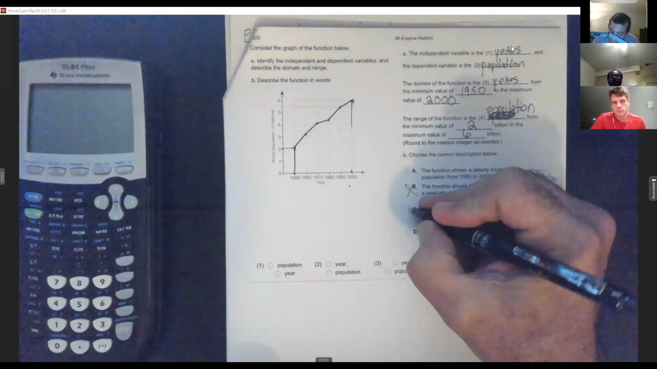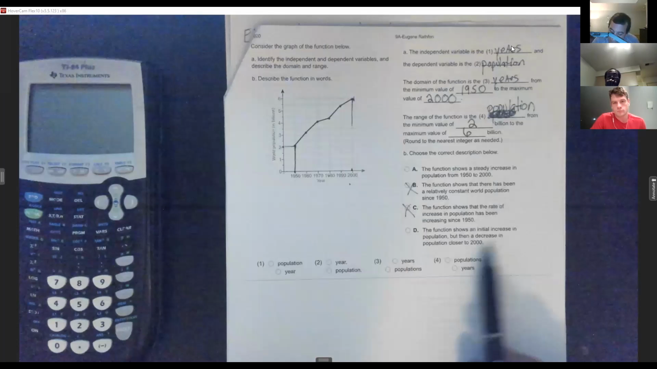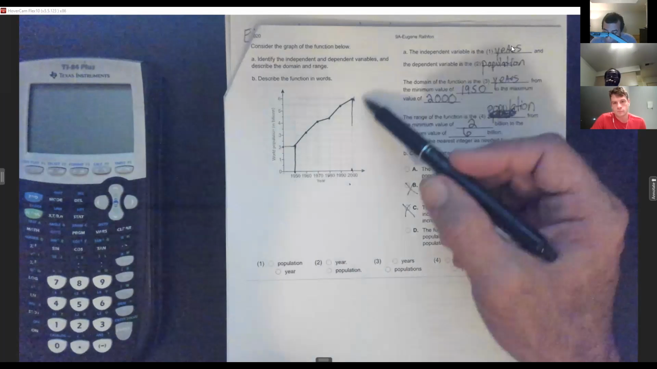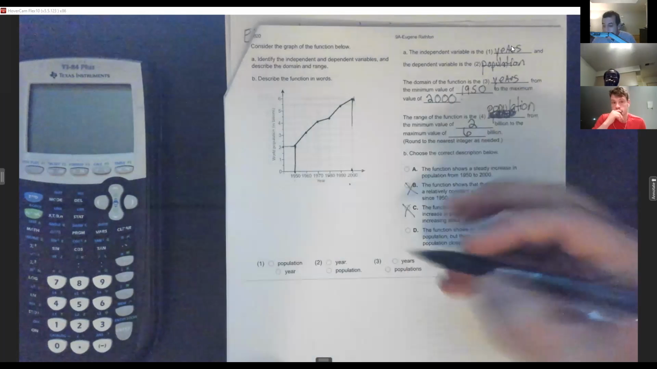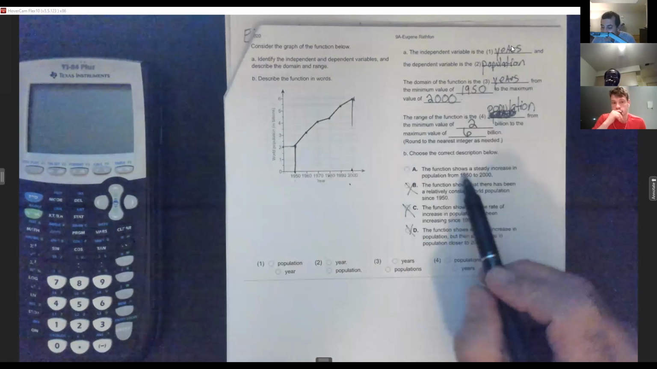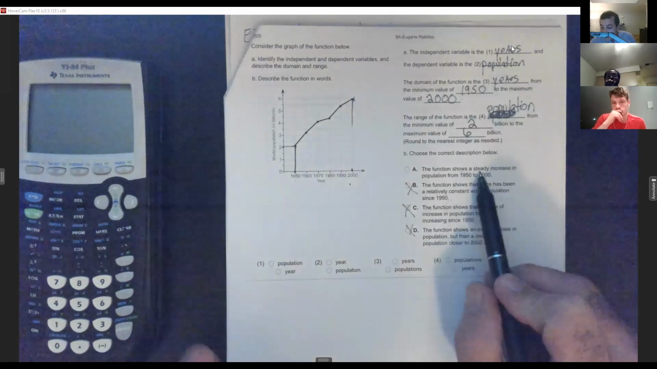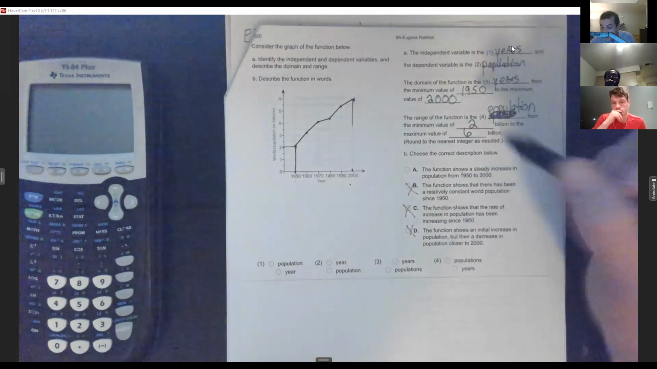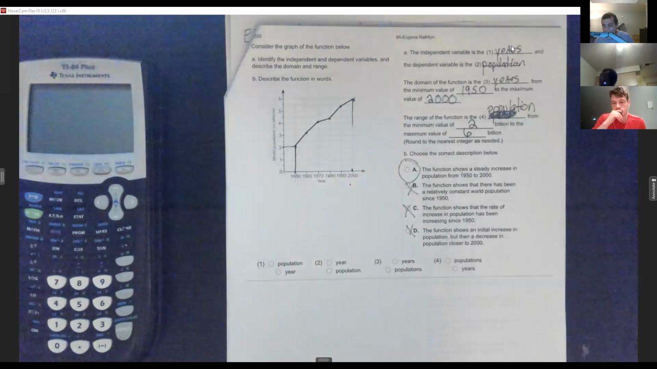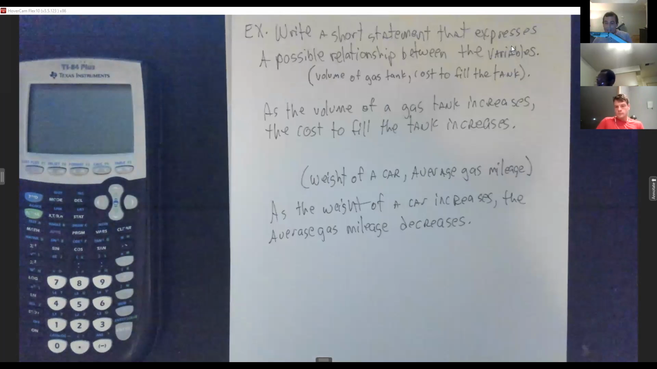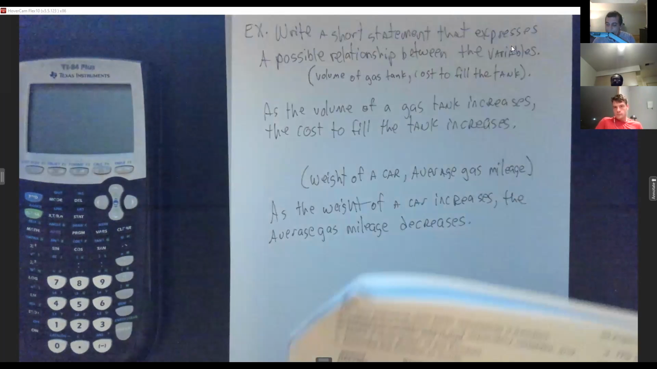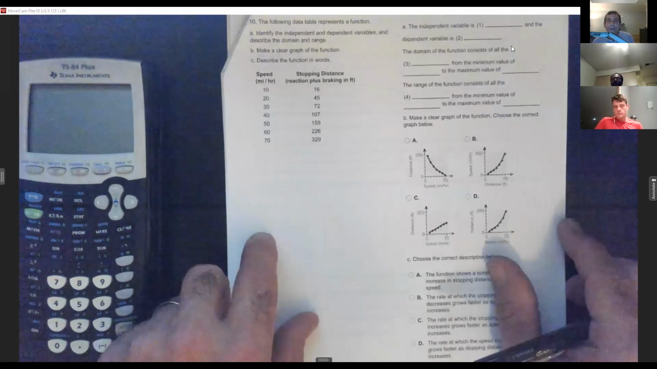It shows an initial increase in population, but then a decrease in population closer to 2000. Well, y'all, there aren't really any dips on that. All of these are going uphill from left to right, so we know it isn't D. So it had to be what? A, which we said was steady. It's a steady increase, so you would go with A on that, okay? So these aren't bad. It's just looking at these and trying to figure out what they want.